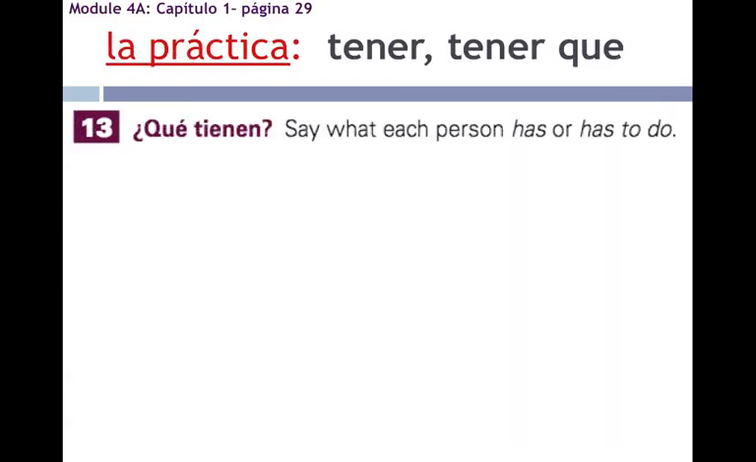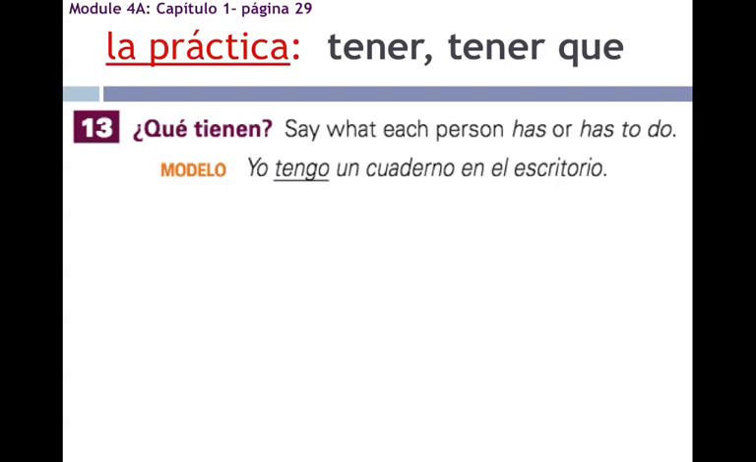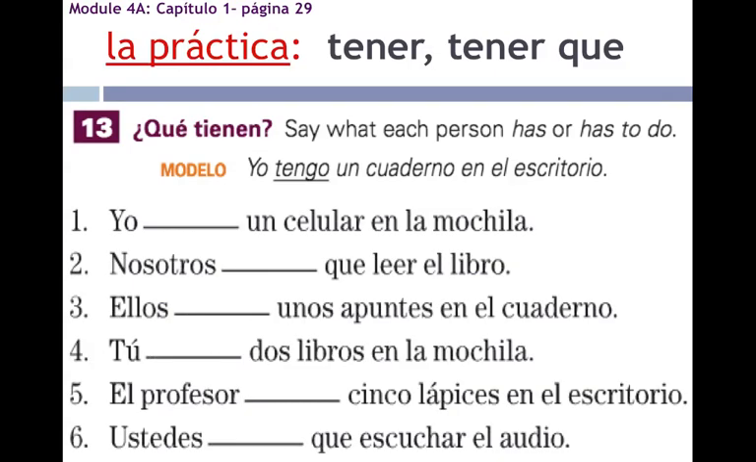Now un poco de práctica, tener and tener que. ¿Qué tienen? Say what each person has or has to do. So you're looking for the correct form of the verb tener. For example, yo tengo un cuaderno en el escritorio. Número 1. Yo un celular en la mochila. Yo tengo un celular en la mochila. ¿Qué significa en inglés? What does that mean in English? I have a cell phone in the backpack.